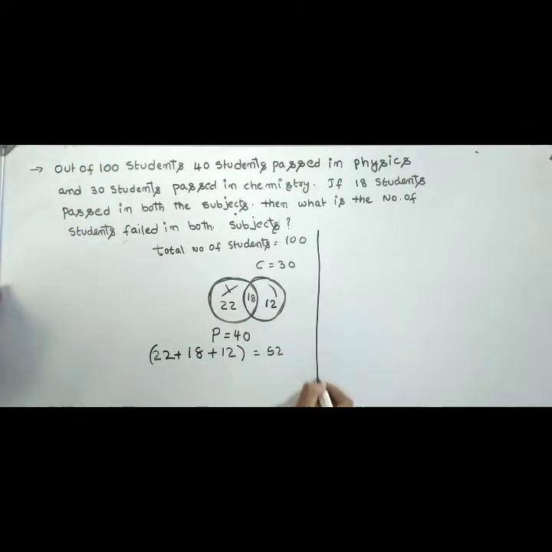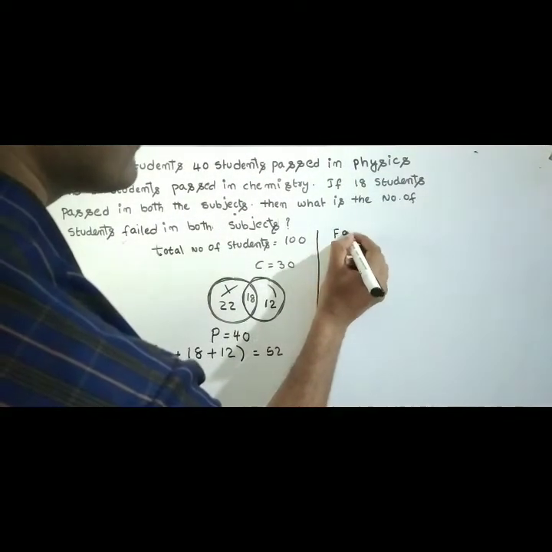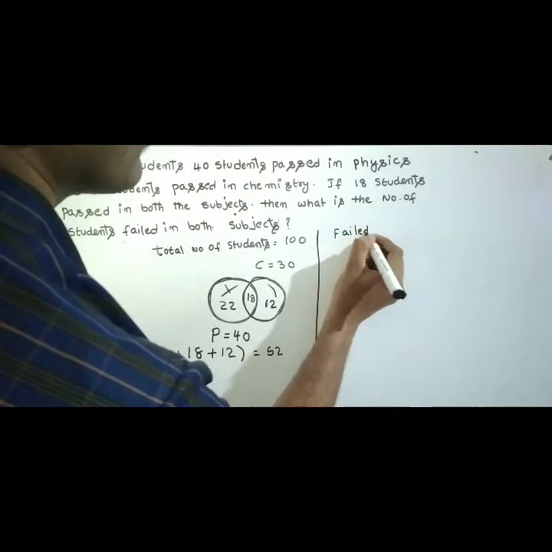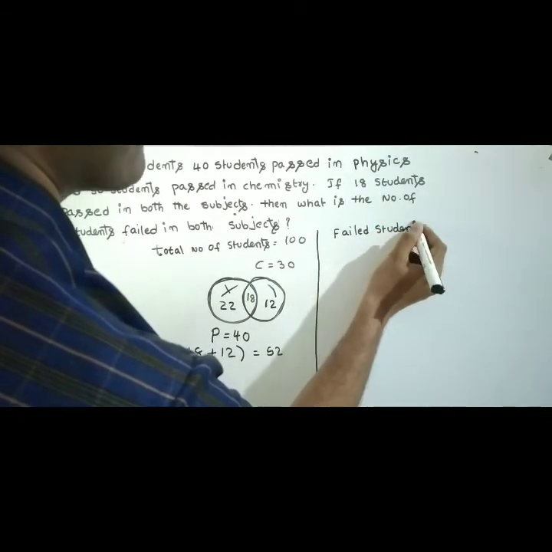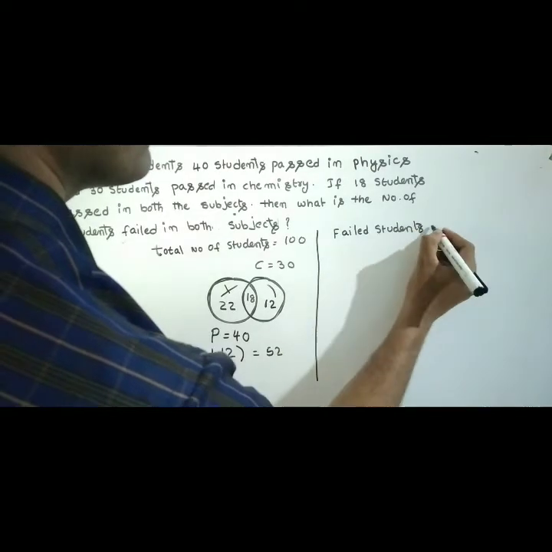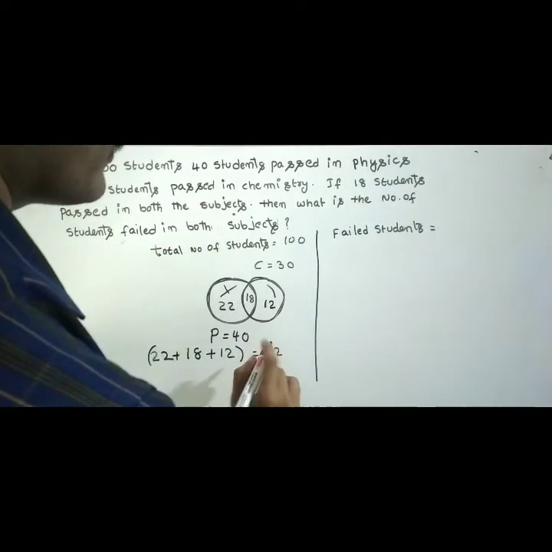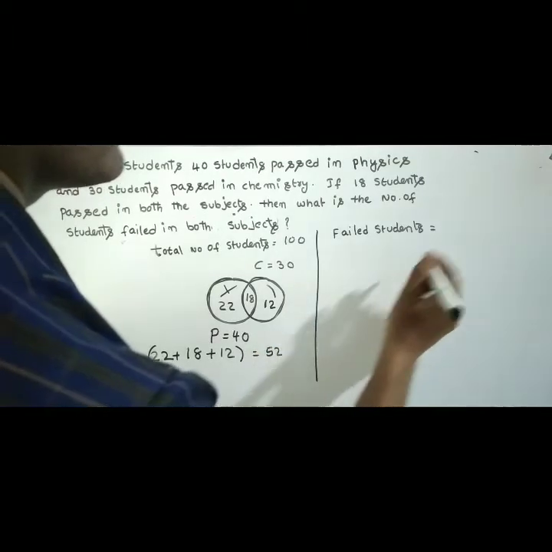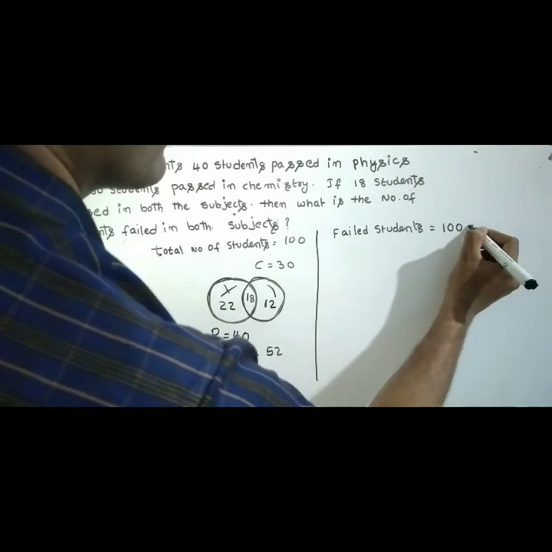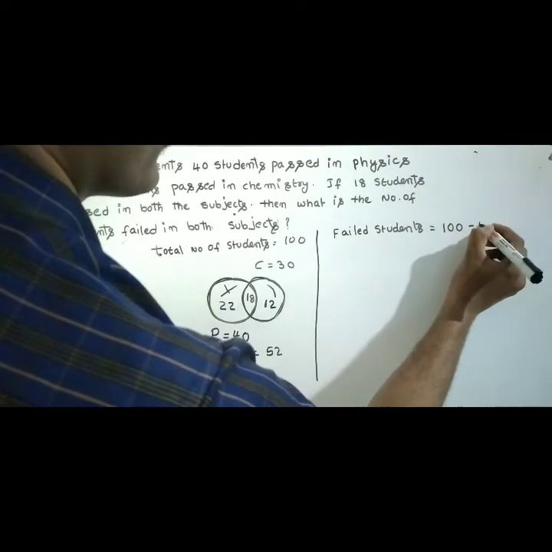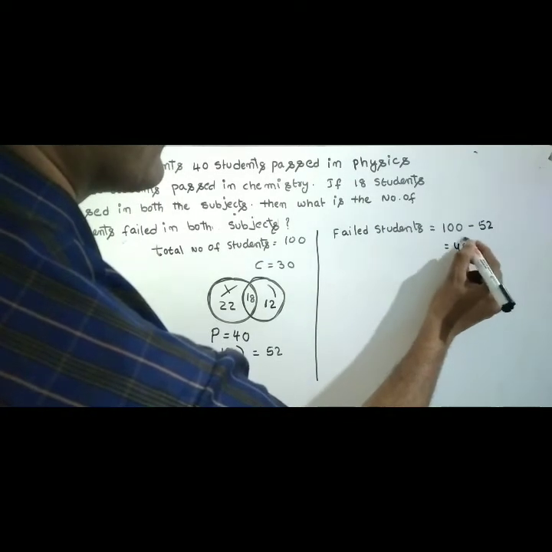So total number of the students failed means failed students equal to total number of the students minus total number of the students passed. See friends, total number of the students how much? 100 minus total number of the students passed, 52. Then this is 48.